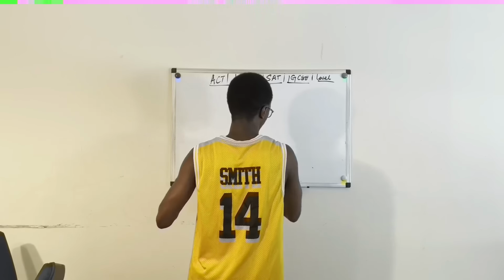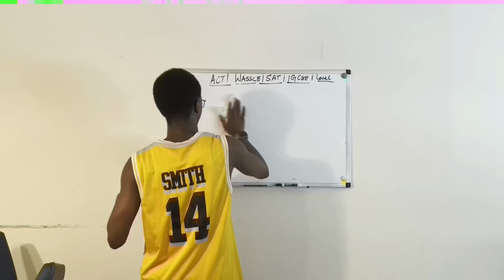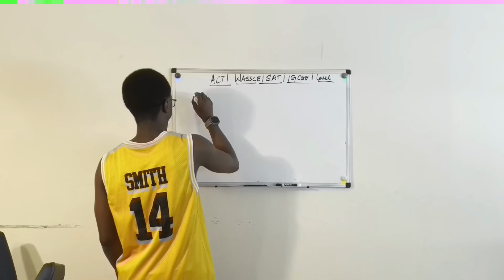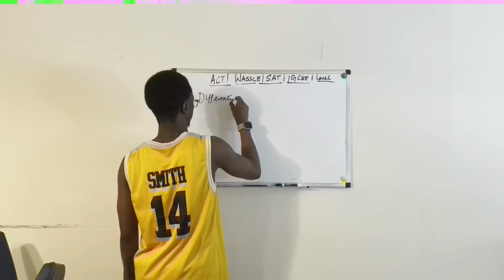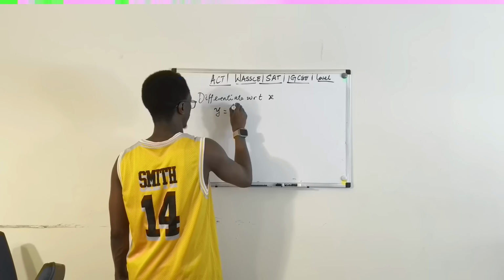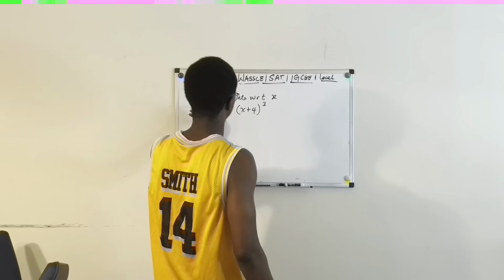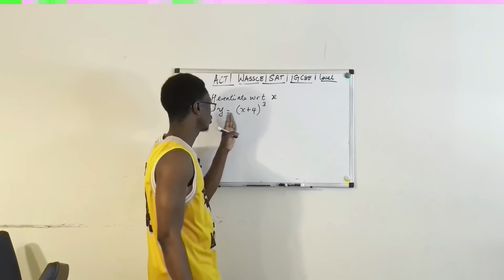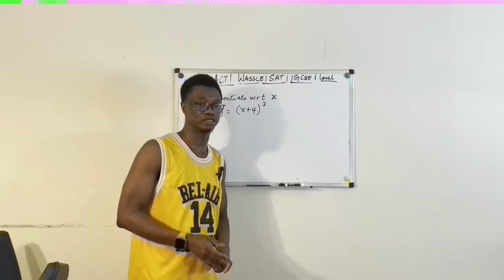The next thing, let's do differentiation. We've done differentiation already, so let's do one more rule, which is the chain rule. Let's solve one problem on chain rule. So let's say you're asked to differentiate with respect to x, y equals to x plus 4 all raised to the power 3. So we are given this one. We have to differentiate with respect to x. So if we are asked to differentiate this with respect to x, easy.